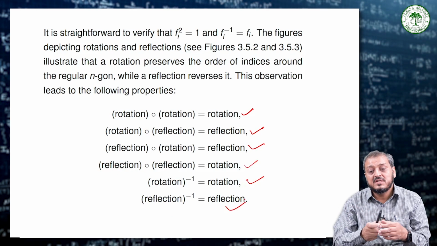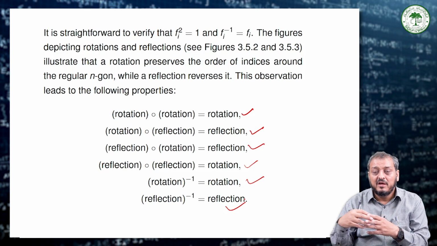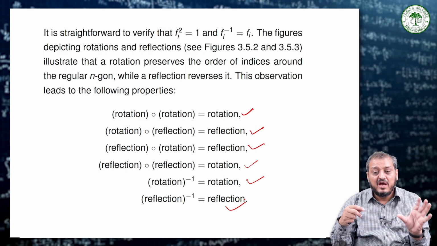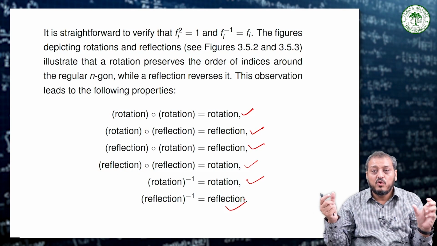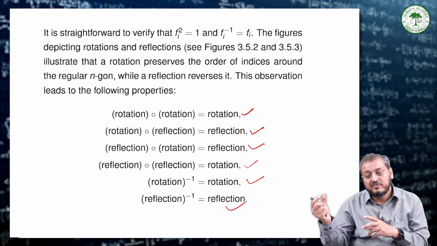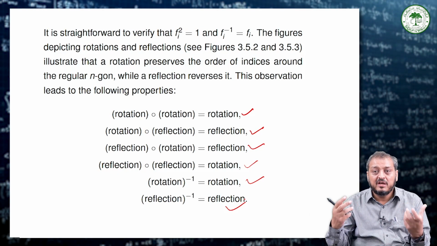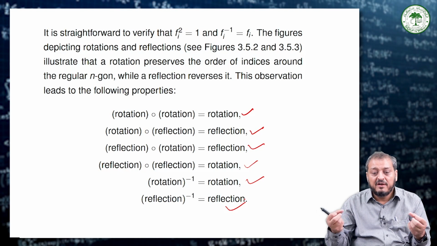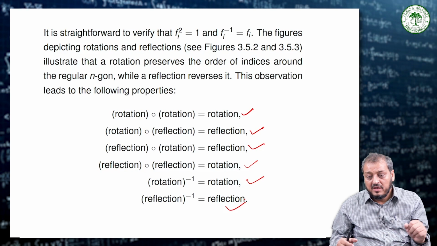This means we can simply say that the inverse of a rotation is a rotation, and the inverse of a reflection is a reflection. The composition of a rotation and a rotation is again a rotation, the composition of a rotation and a reflection gives a reflection, and a reflection and a rotation is again a reflection. The composition of a reflection and a reflection gives a rotation.